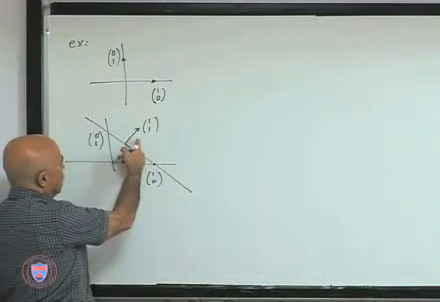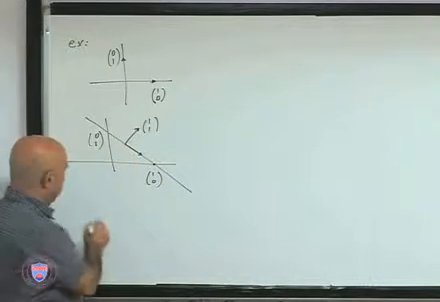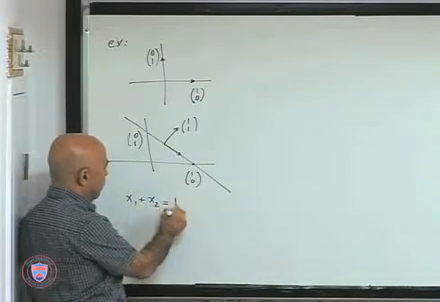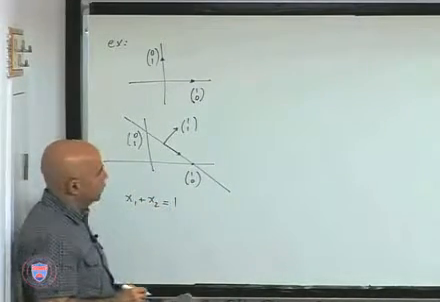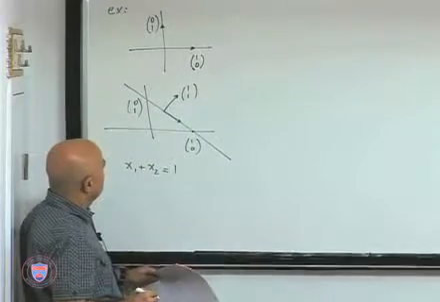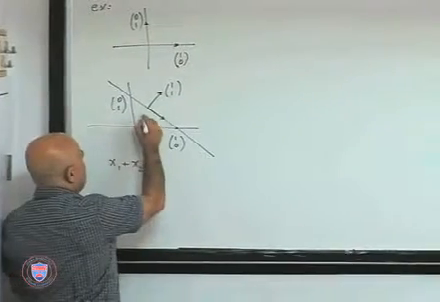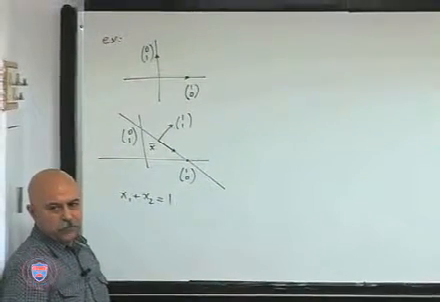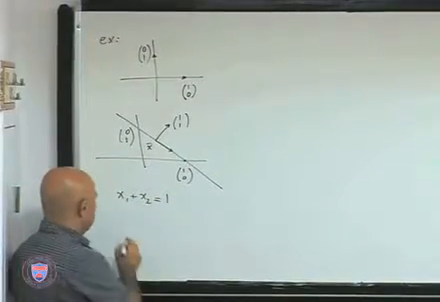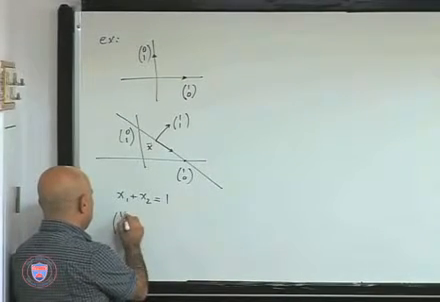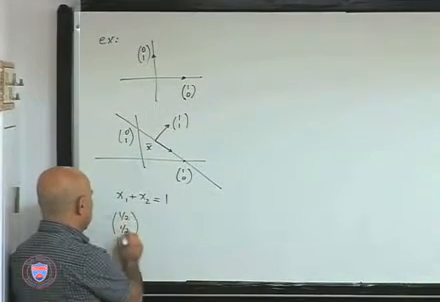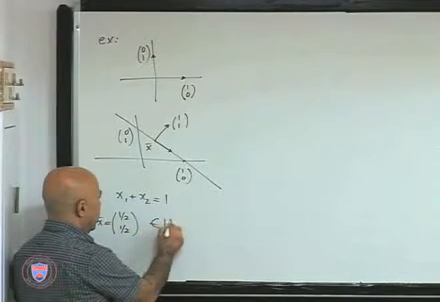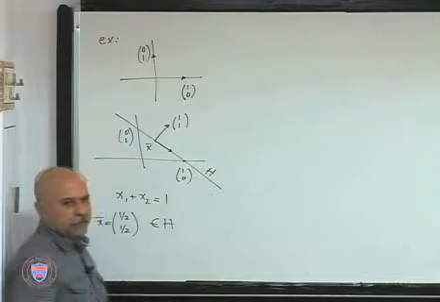For example, what's the equation of this hyperplane? x1 plus x2 equals 1, right? That's the equation. So there's a point x bar here. Give me a point on that. For example, 1/2 and 1/2. So if you take 1/2 and 1/2 as x bar, it is in the hyperplane H.